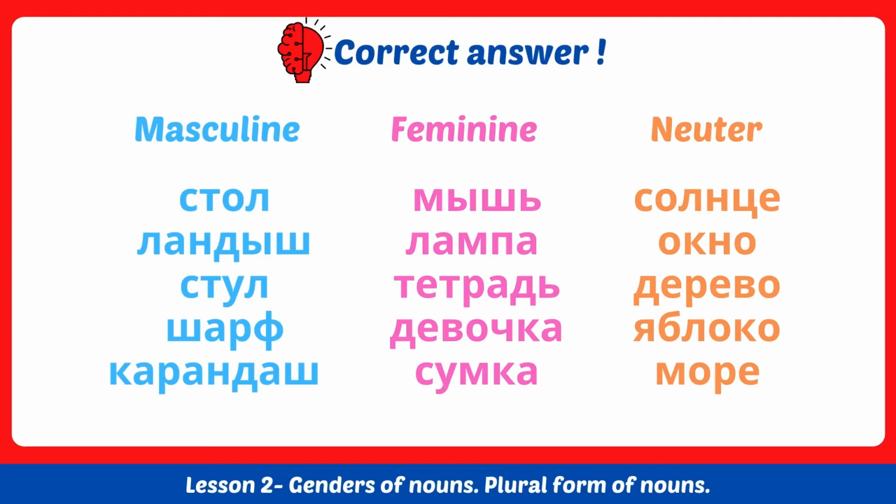To feminine gender, I distributed such words as мышь, with a soft sign, лампа, ending in a, тетрадь, also a soft sign, девочка, ending in a, сумка, ending in a. To neuter gender belong солнце, ending in e, окно, ending in o, дерево, ending in o, яблоко, ending in o, море, ending in e.